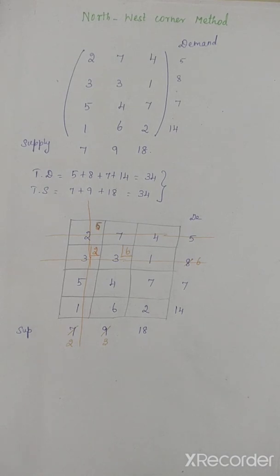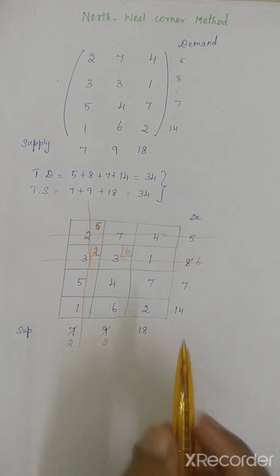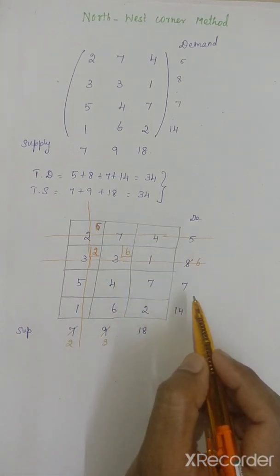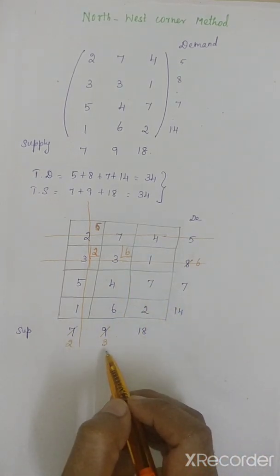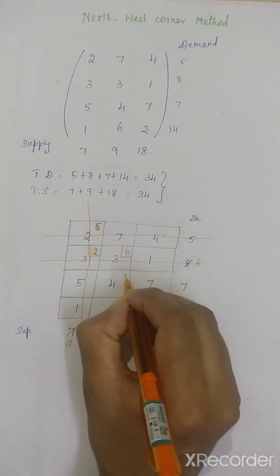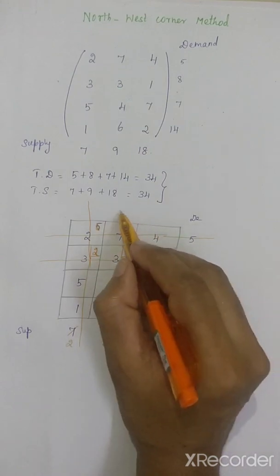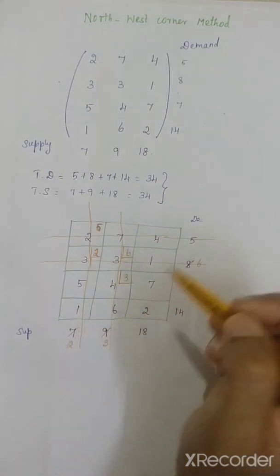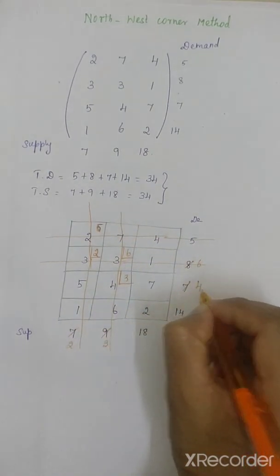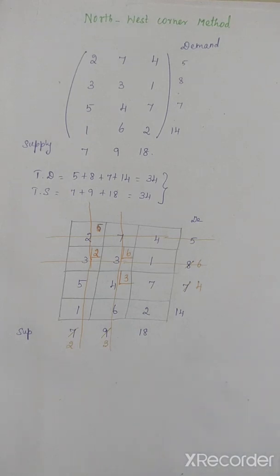Here the corner value is 4. For this 4 you have to compare demand value as well as supply value. Here the smallest value is 3, so you allocate 3 here. Strike out this column. This value will be reduced to 4. The next reduced matrix is 7 and 2.